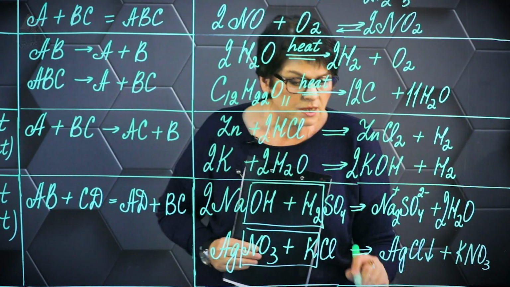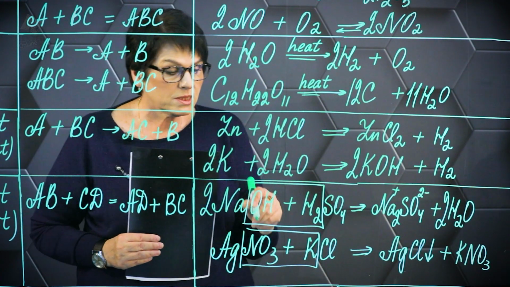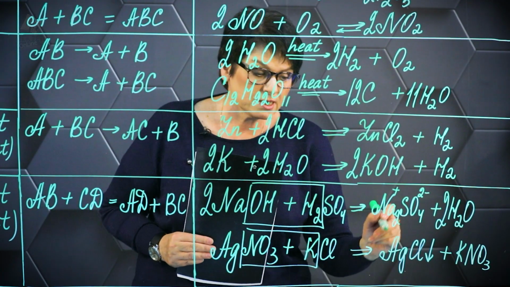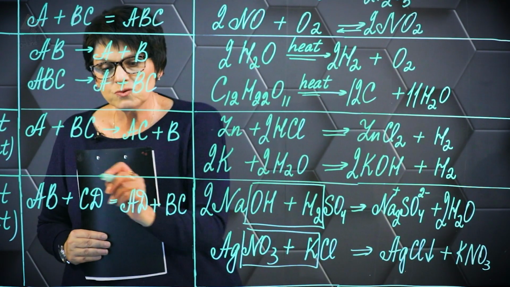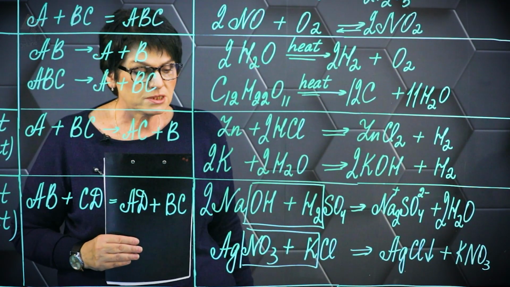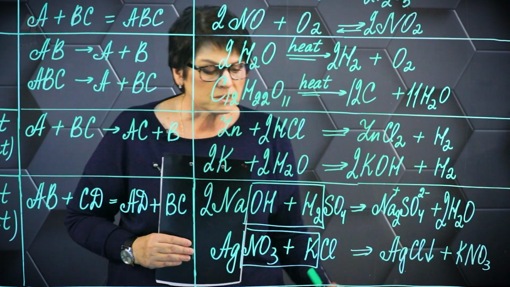This reaction will be irreversible, and it is also an exchange reaction, only it is called a precipitation reaction, since silver chloride is a precipitate. So this reaction can go both as a neutralization reaction and as a precipitation reaction.